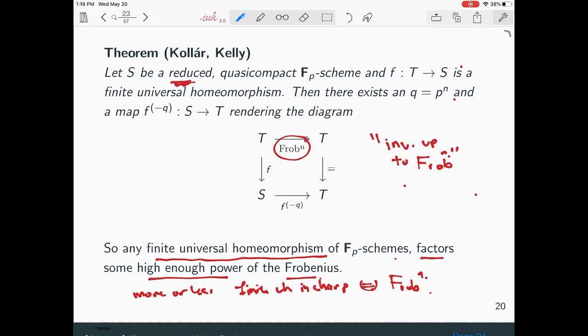So let me emphasize again: you shouldn't be scared of these things over F_p because they're basically just nilpotent immersions and then Frobenius. And if you're not finite type, you should do some Noetherian approximation, but I will not go into that.